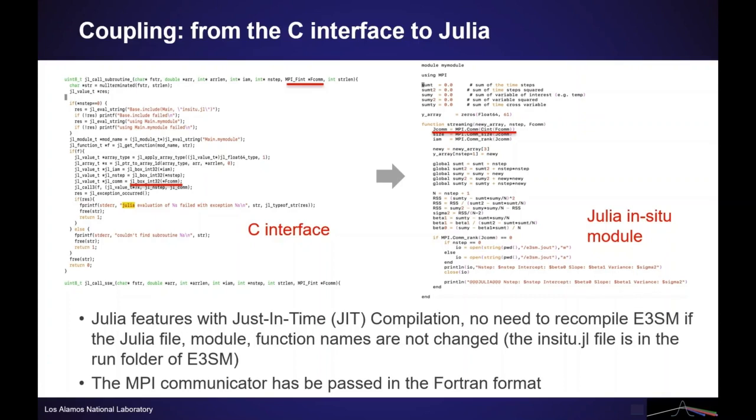You can see that in the right box, we use the MPI.jl package to support MPI communication between different Julia MPI ranks. But the current Julia C bindings in the left box just support several basic data formats. So we have to pass the MPI communicator in Fortran format in that C interface. So next, my colleague Shomo will discuss his SSW modeling.